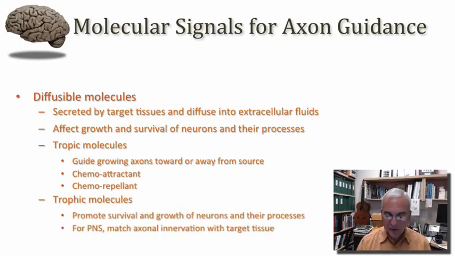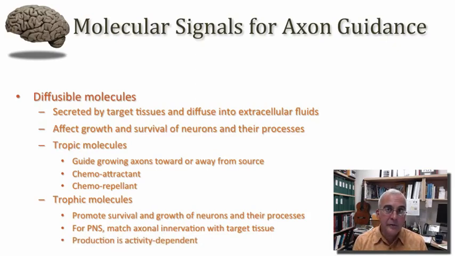In the peripheral nervous system, these trophic molecules become really important in matching the axonal innervation with the target tissue that's present. And we'll also see the importance of trophic molecules for the development of appropriate circuits within the central nervous system as well. Now, one very important and very interesting aspect of trophic molecule production is that this is activity dependent. So this will provide the basis for competitive interactions in developing circuits. So a very interesting concept. We'll say more about that in our next tutorial.